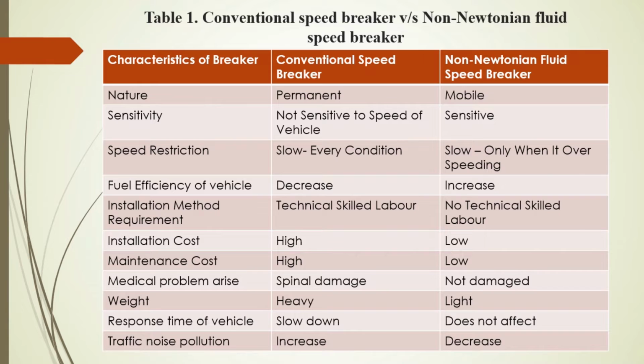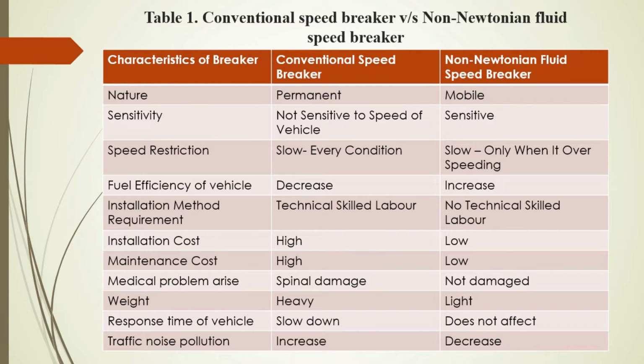Difference between the conventional speed breaker and the non-Newtonian fluid speed breaker. Characteristics of the speed breaker: conventional speed breaker versus non-Newtonian fluid speed breaker. Nature: the conventional speed breaker is permanent, the non-Newtonian fluid speed breaker is mobile. Sensitivity: the conventional speed breaker is not sensitive, but the non-Newtonian fluid speed breaker is sensitive. Speed restriction: the conventional speed breaker slows vehicles in every condition, but the non-Newtonian fluid speed breaker slows only when the vehicle is over speeding.